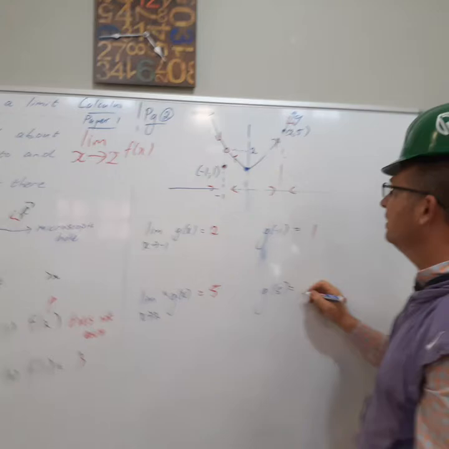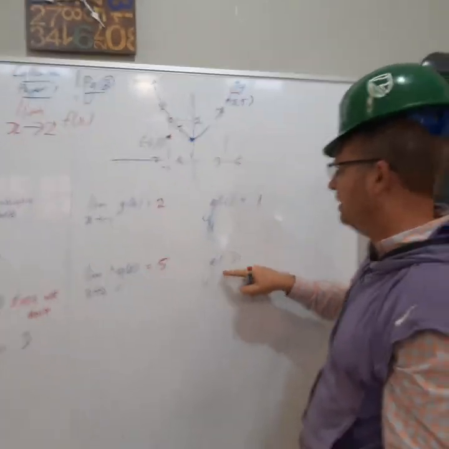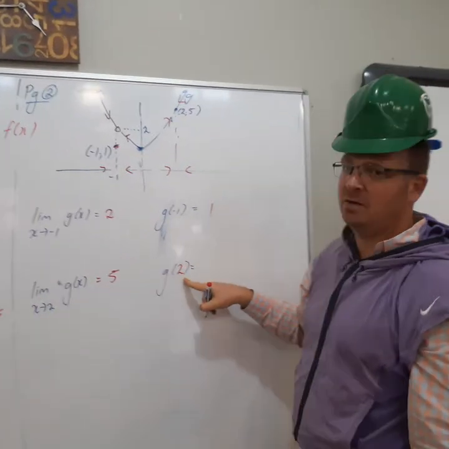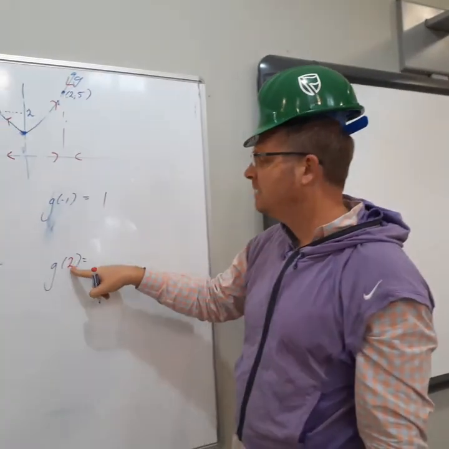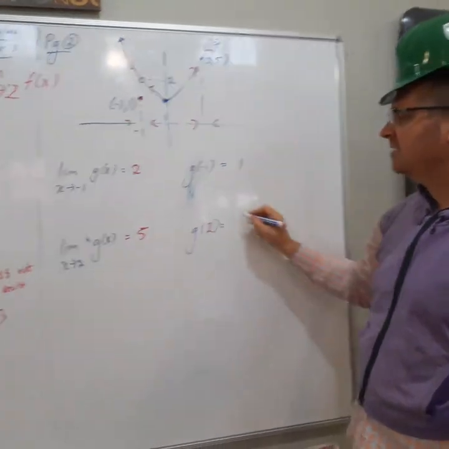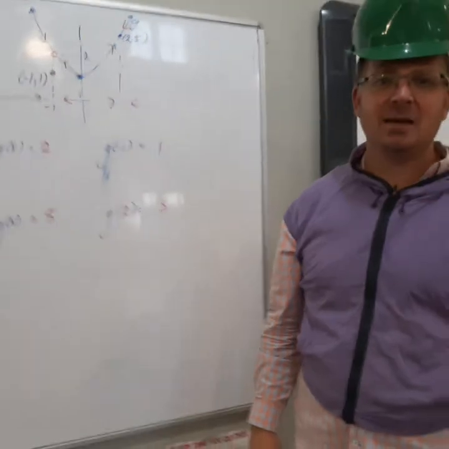And in this case, it should be g of 2. Okay. g of 2. What does that mean? The y value when x is equal to 2 on curve g, and it's the same thing. So your limit value there is the same thing as your y value.